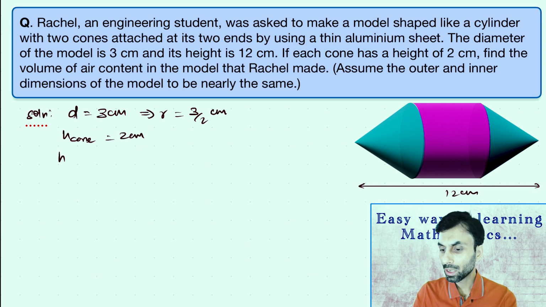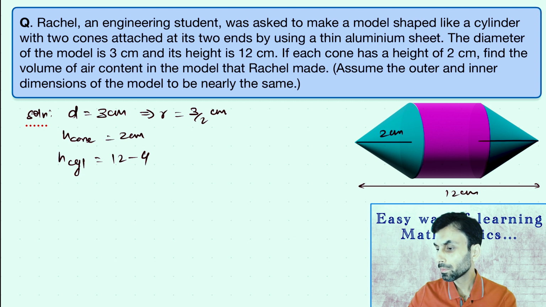So here height of cylinder will be equal to 12 centimeter minus 4, because cones are attached at both the ends. So here height of this part is 2 centimeter and height of this is also 2 centimeter. So height of cylinder will become 8 centimeter. Radius already we know it is 3 by 2. So let's find out the volume of the model.